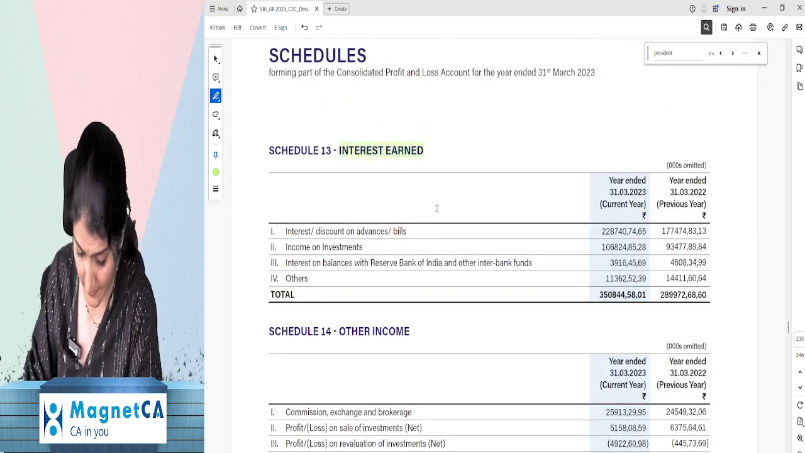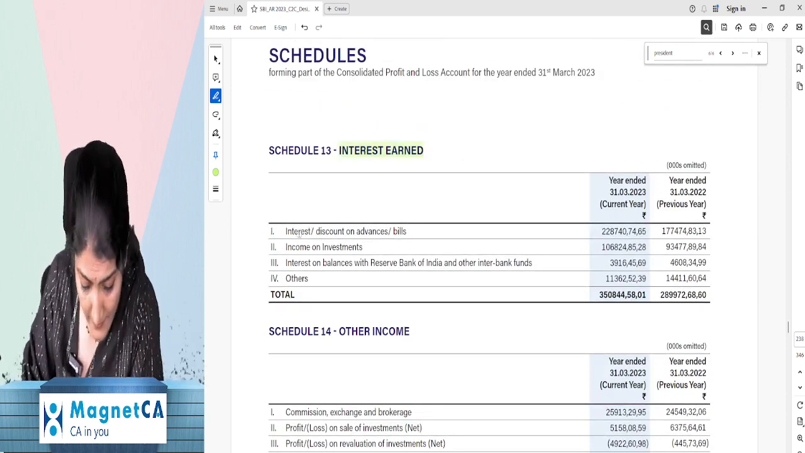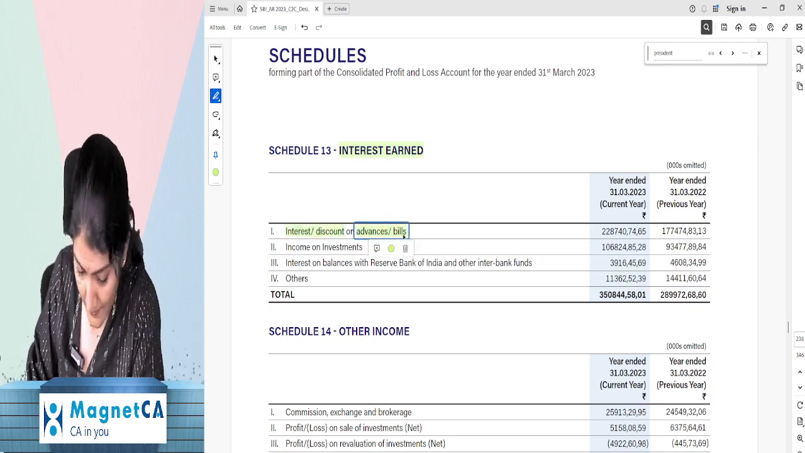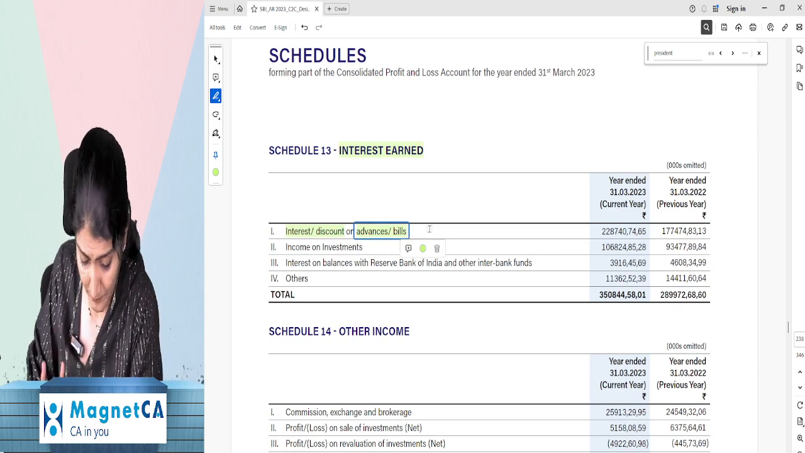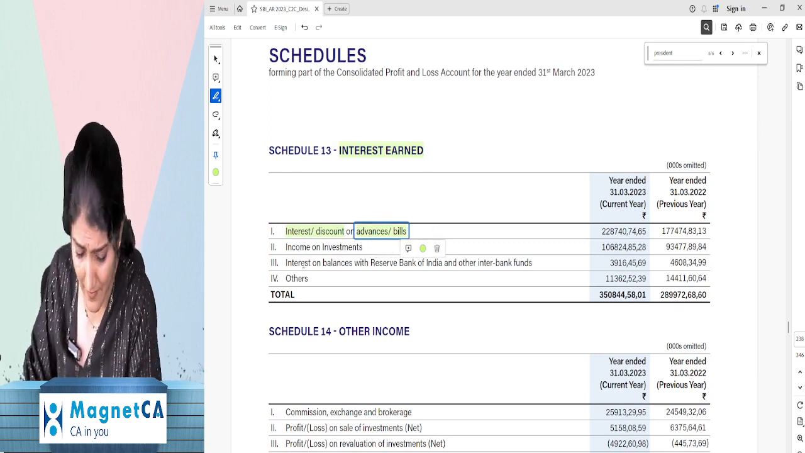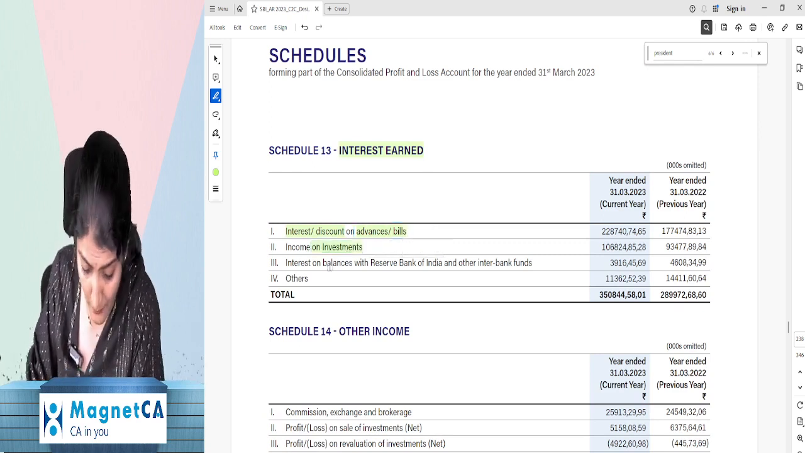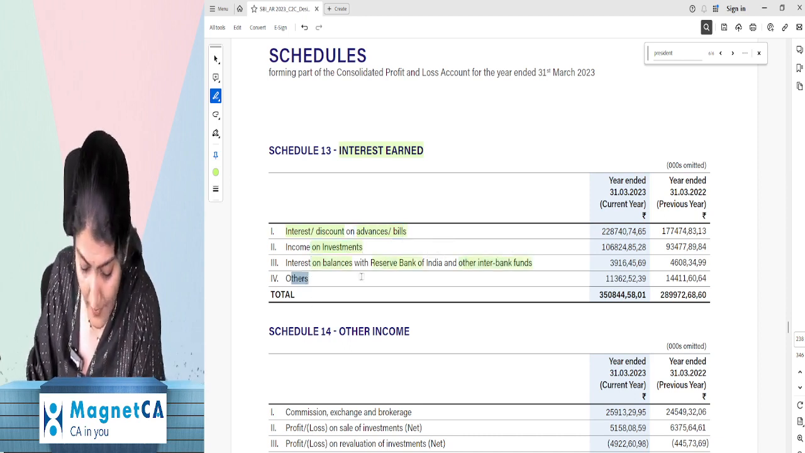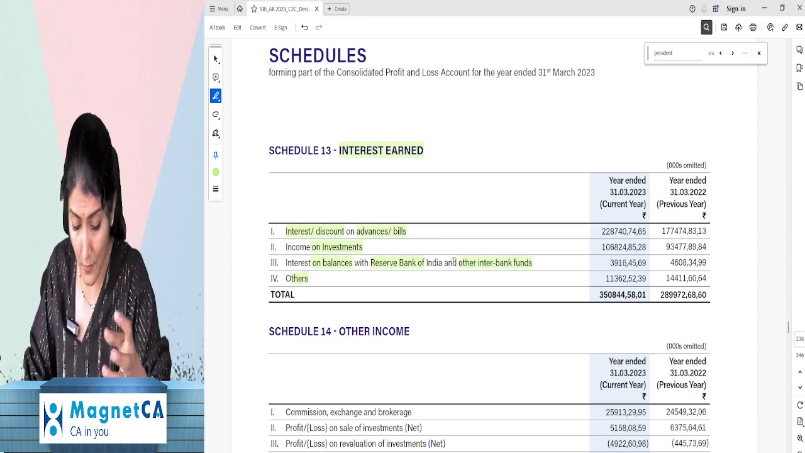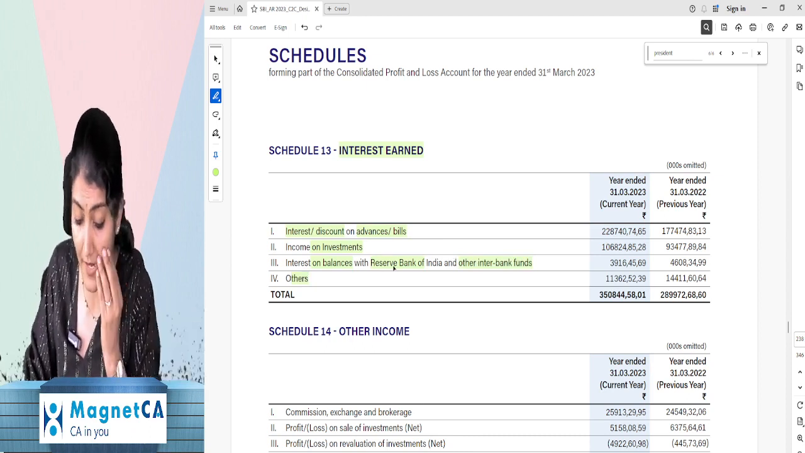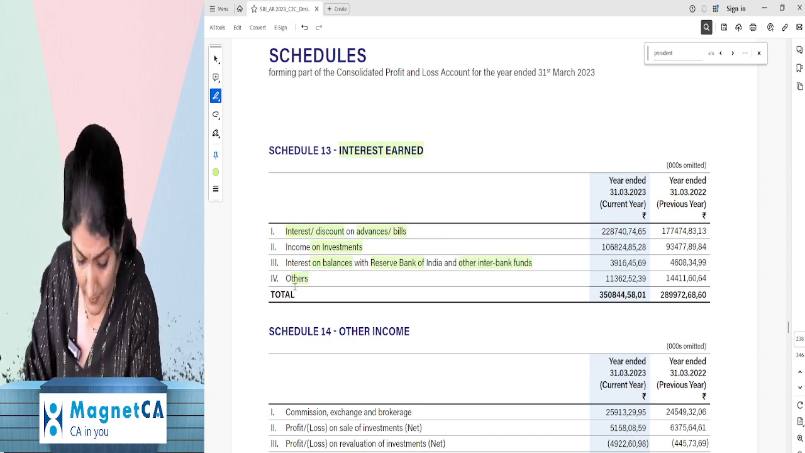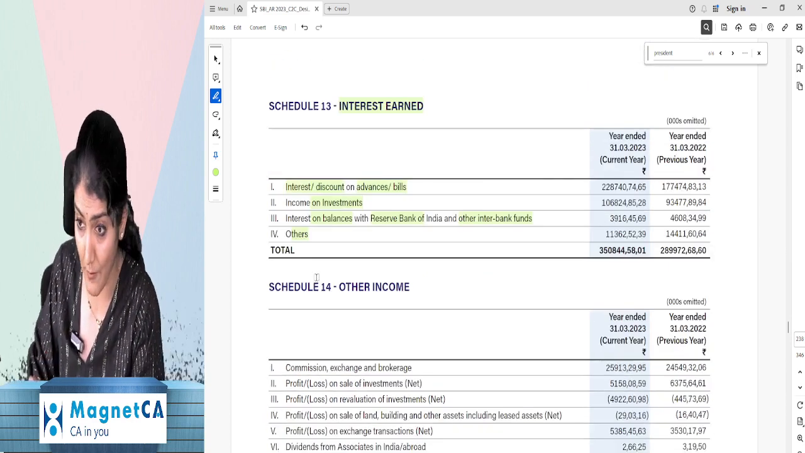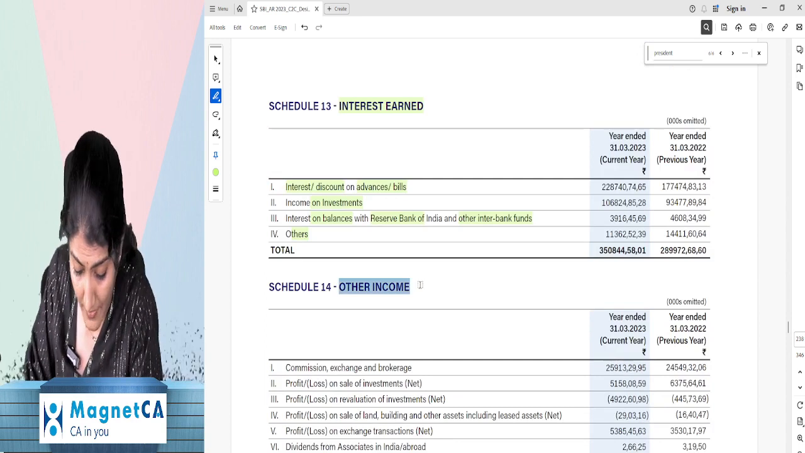In interest earned, they have interest and discount on advances and bills, whatever loans have been given by the bank and whatever bills sent to the bank for collection or discounting. Then income on investment, interest on balances with RBI and other interbank funds, and then the others. This is the main income of the bank, interest earned, and then you have the other income.